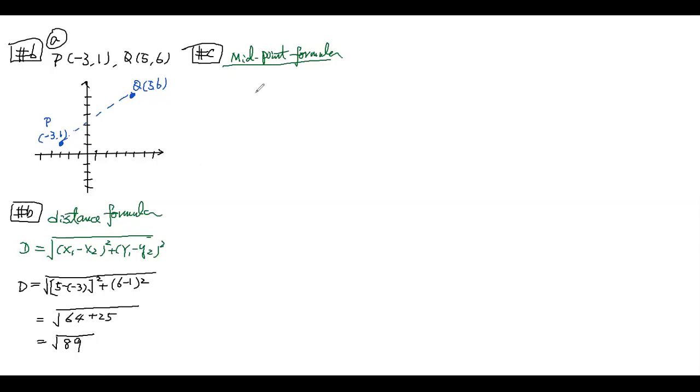So the midpoint formula is just a point, right? It will be (x1 plus x2) divided by 2, and (y1 plus y2) divided by 2. That is just the middle point. Okay, so what is the middle point here? This is the middle point.